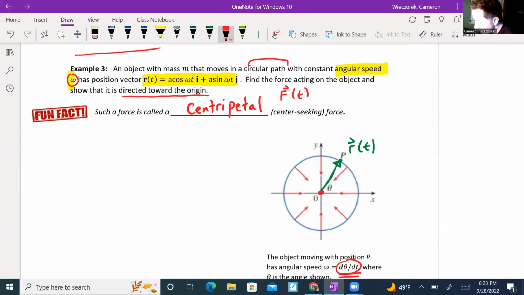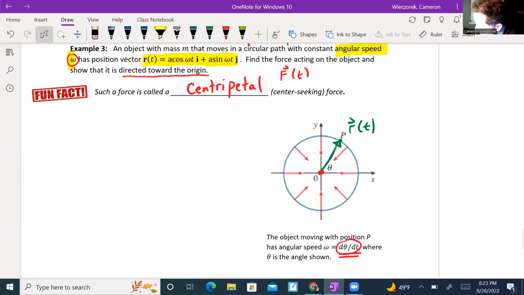Okay, so this object's moving in a circular path. So it's moving around the circle. We want to find the force and show it's directed towards the origin. Well, we know our relationship: force is mass times acceleration. So let's compute the acceleration. We're going to need to take two derivatives.